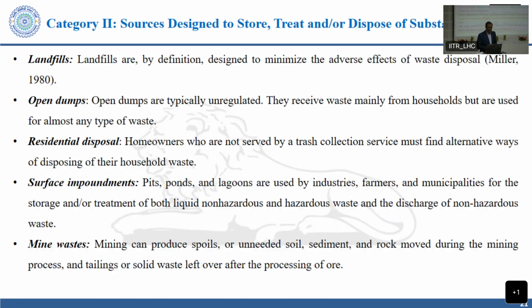Second category is the sources designed to store, treat, and dispose of substances. That is the landfills. Landfills are by definition designed to minimize the adverse effects of waste disposal. Open dump. Open dumps are typically unregulated. They receive waste mainly from households, but are used for almost any type of waste. Open dump means you can see different types of waste, medical waste also comes, domestic waste also comes, and some from the industry also comes. This will cover all types of waste here.